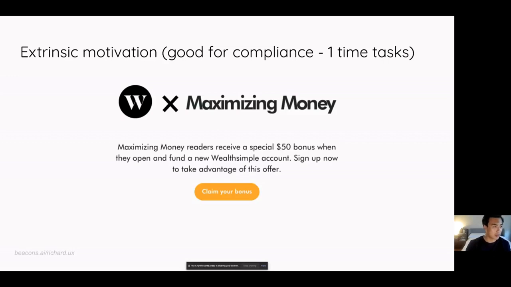Because for Wealthsimple, you're not tracking metrics like daily active users. You're probably just looking at churn rate and total dollar value managed. So in their scenario, it's actually very smart of them to lean heavily on extrinsic motivation and just get people to do that initial task. Does that make sense? This is more of an abstract example.